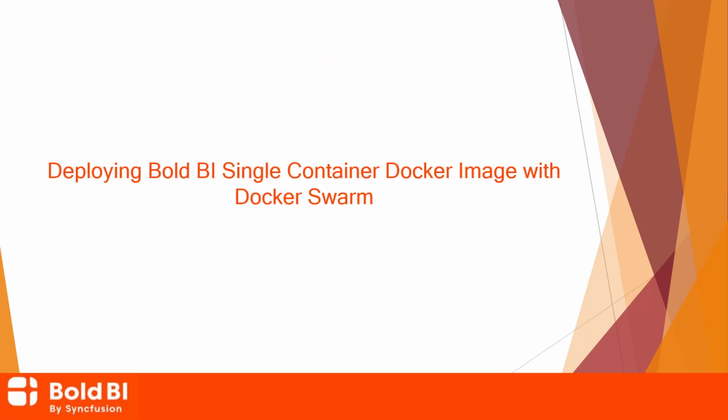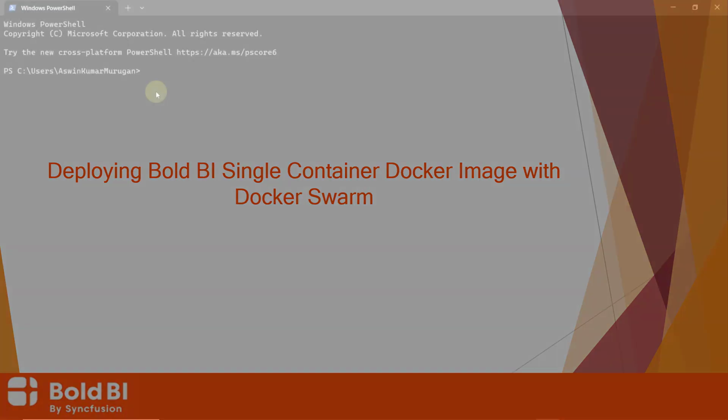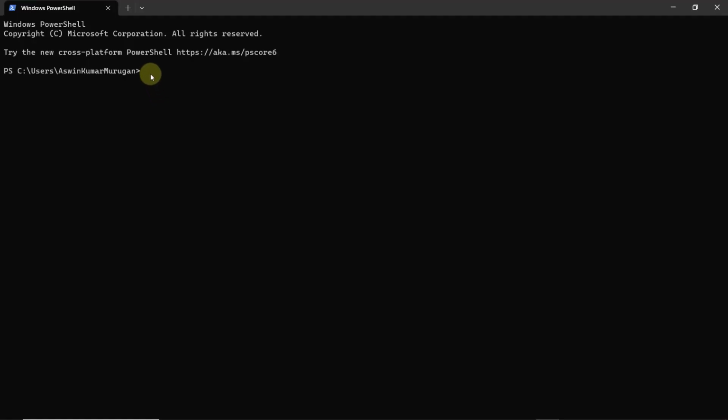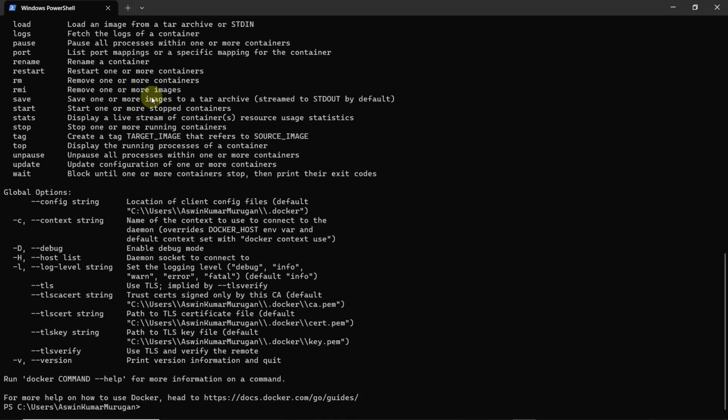Let's see the step-by-step deployment process. To begin, open your terminal and verify if Docker Desktop is installed on your system. This can be done by simply running the docker command. If it is not installed, I will install Docker Desktop to proceed with the installation.